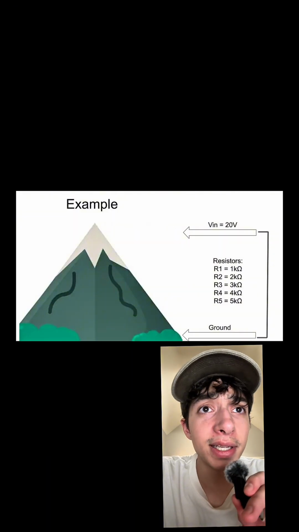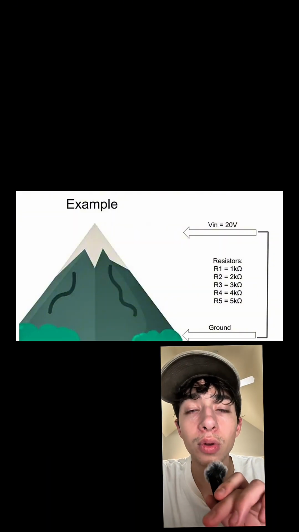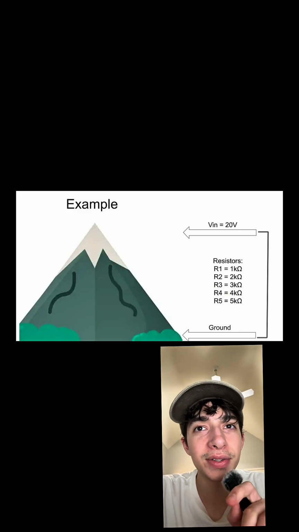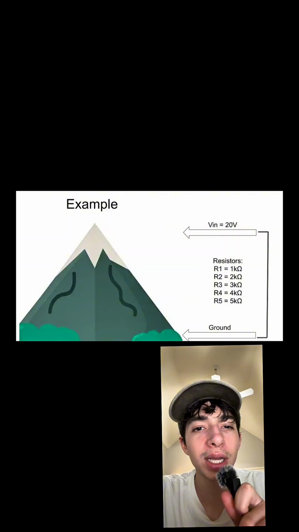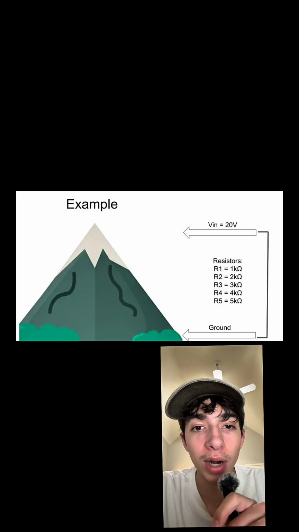Check this out. This is our first example. We're going to look at a mountain where the top represents voltage in at 20 volts, with resistors of 1 kilo ohm, 2 kilo ohm, 3 kilo ohm, 4 kilo ohm, and 5 kilo ohm as you go down the mountain all the way till ground.